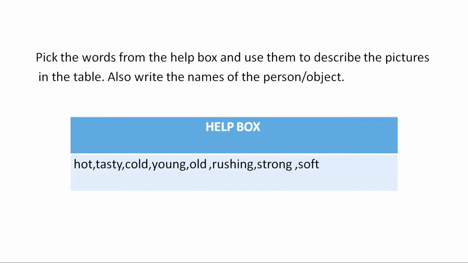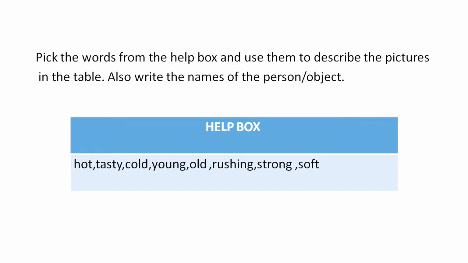So now we have a few adjectives in the help box. So now comes the hard work. I'll give you a picture and you have to use these words to describe the pictures that are given in the table. But there is a twist. You have to do 2 things. First, you have to write the name of the person or object itself, that is, the noun. And then you have to find the adjective that is best suited for that particular noun.